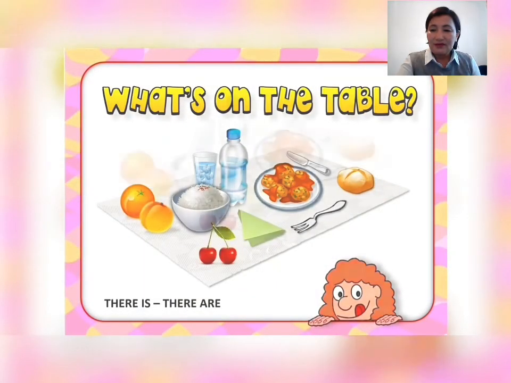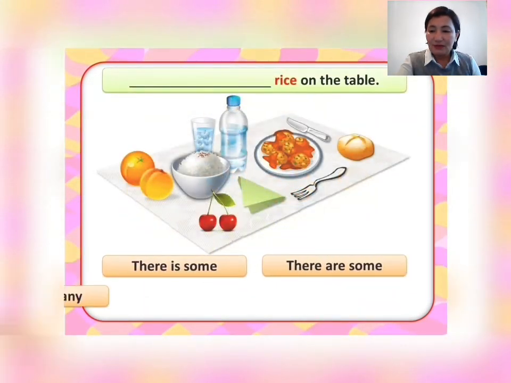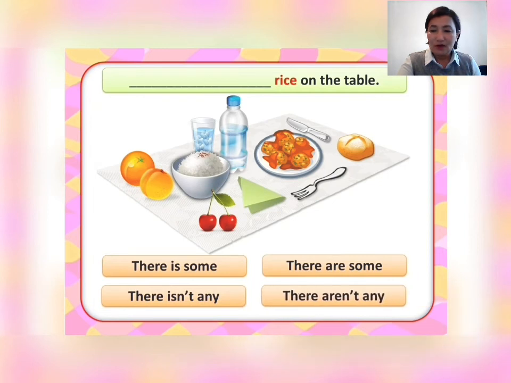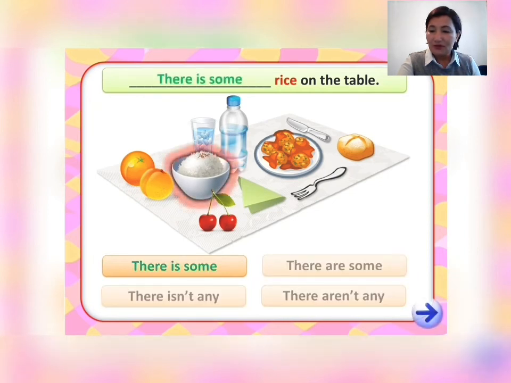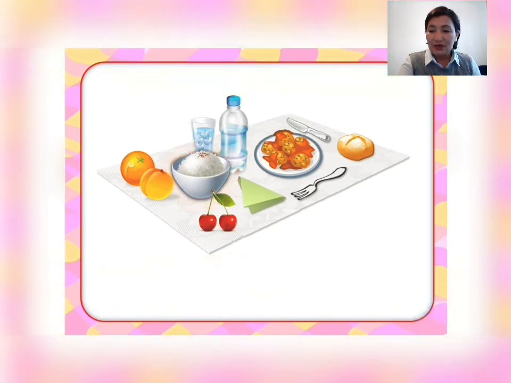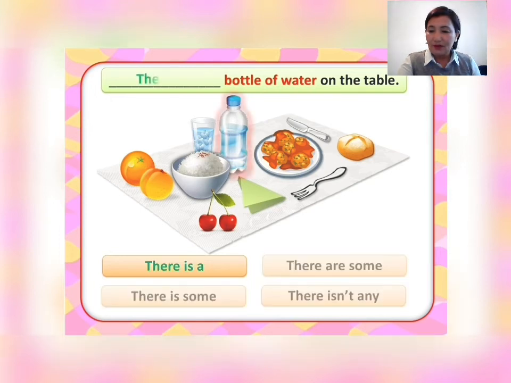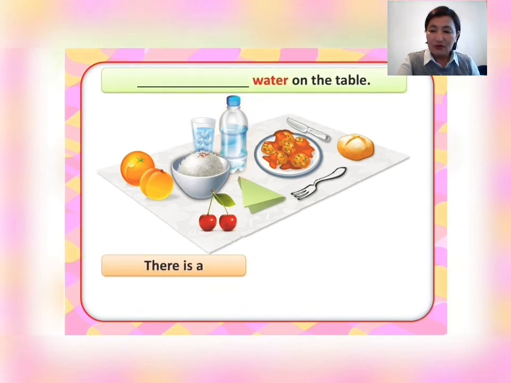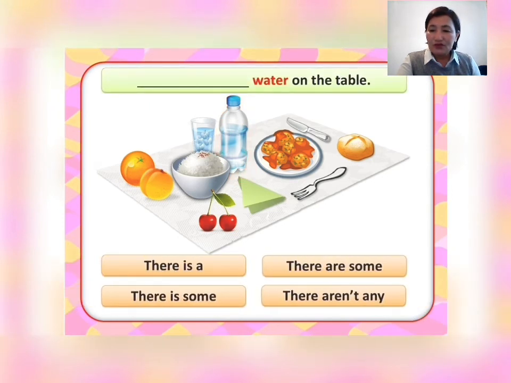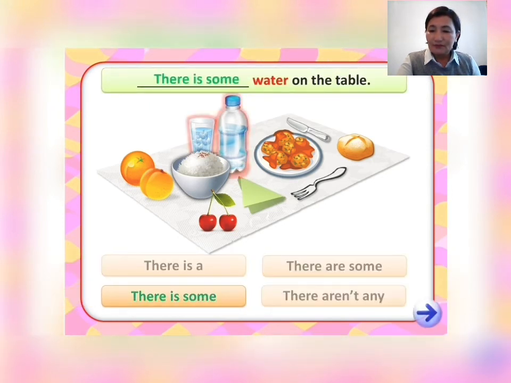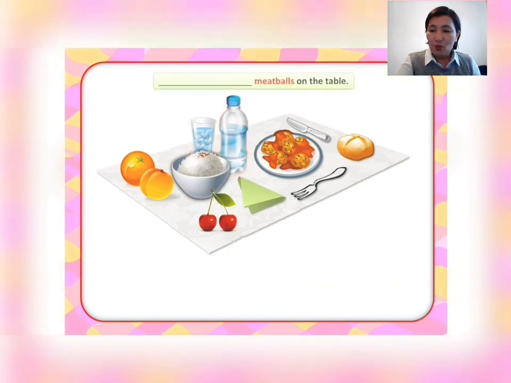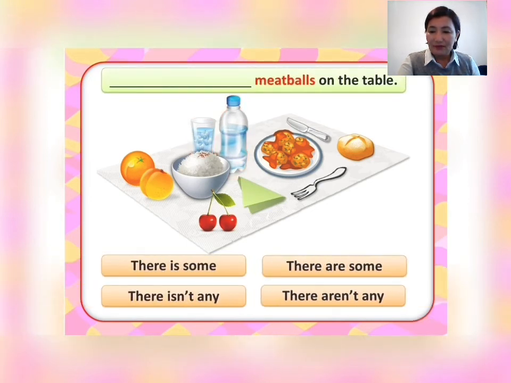Now let's have some practice. What's on the table? Rice on the table. And what do you think? Of course, there is some rice. Next, a bottle of water on the table. Yes, there is a bottle of water. Water on the table. There is some water on the table.